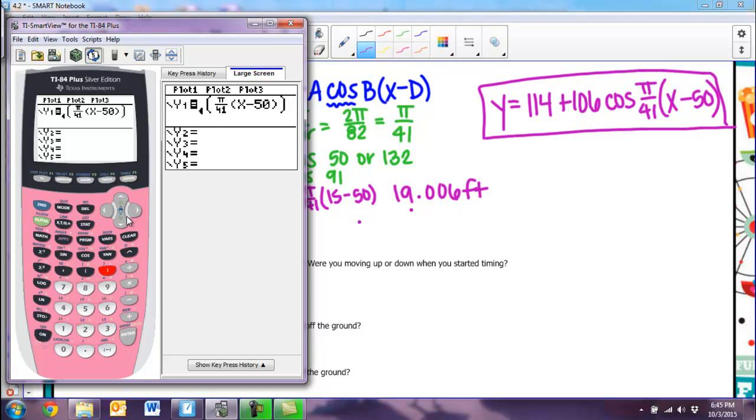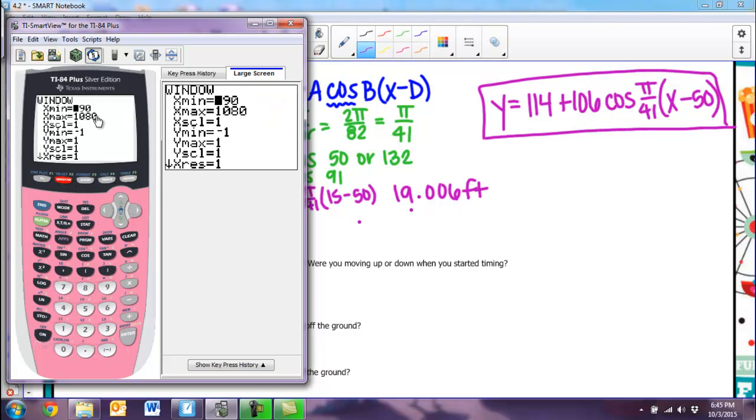Now, if you graph it, you're going to notice that you're not going to have your entire screen on this because your window is normally 10 by 10. So I'm going to go ahead to my window and reset it. Because I'm talking about time here for my x, I'm going to just have it be 0. And then for my x max, we knew that it took me about 132 seconds to get to the top, so 132.